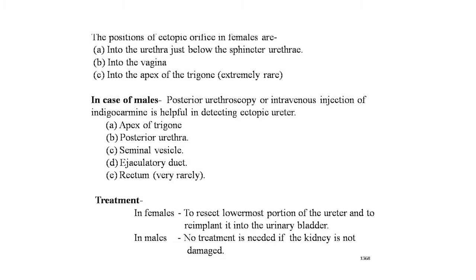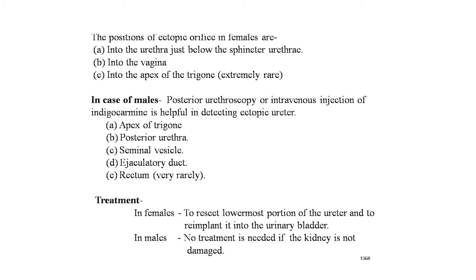In case of males, for the position of the ectopic orifice, posterior urethroscopy and intravenous injection of indigo carmine are helpful in detecting the ectopic ureter. The sites of the ectopic ureteric orifice in males are the apex of the trigone, posterior urethra, seminal vesicle, ejaculatory duct, and very rarely the rectum. The treatment in males is to resect the lowermost portion of the ureter and to reimplant it into the urinary bladder. And in females, no treatment is needed if the kidney is not damaged.